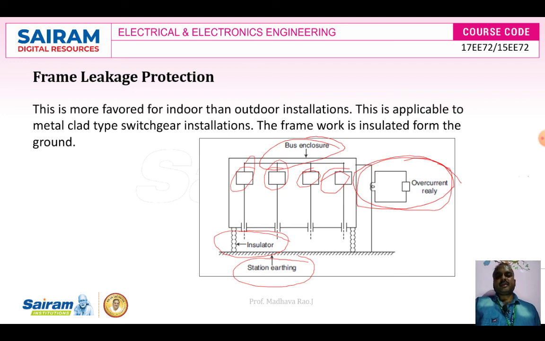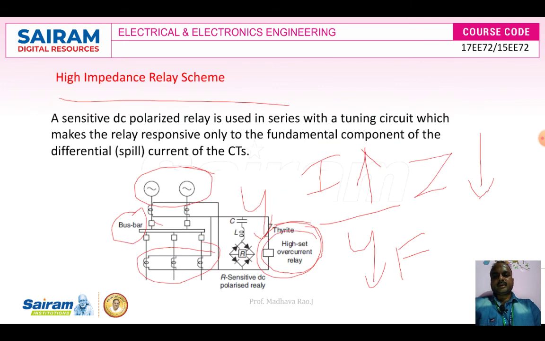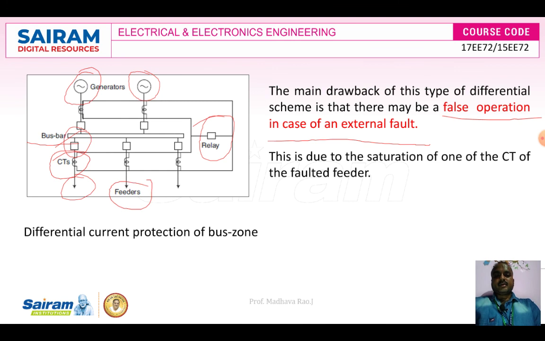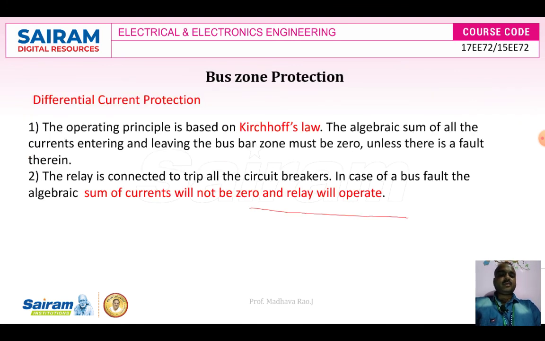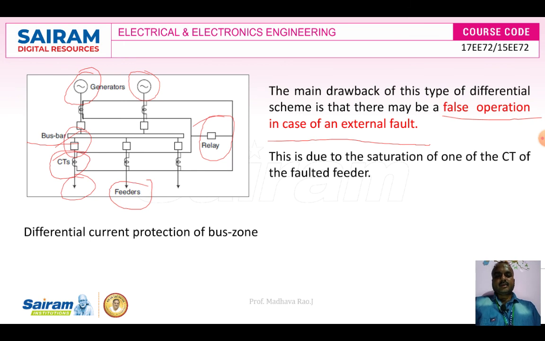Okay, the frame is insulated from the ground. So whenever overcurrent occurs, automatically the current will flow through the ground. Okay, this is about frame leakage protection and the high impedance relay used in bus zone protection. Okay, so these are the important things.